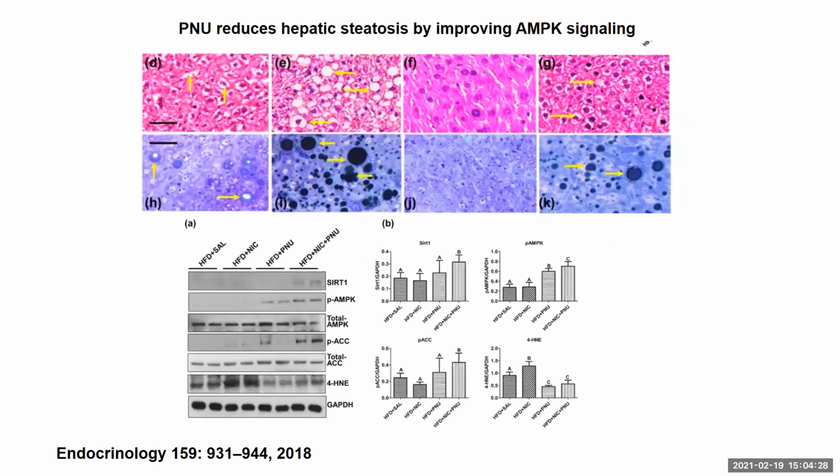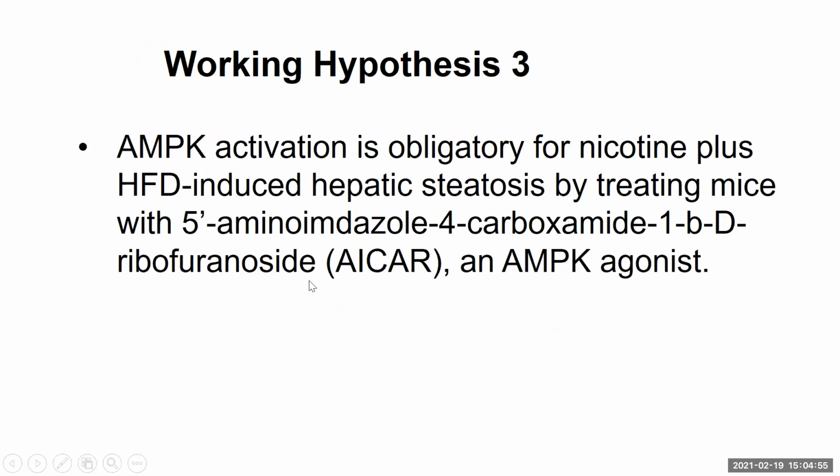This data shows that, look at this part, this is high-fat diet, this is PNU, and look what happened. PNU significantly prevented the nicotine plus high-fat diet-induced apoptosis. And if you look at this data, PNU also restores phospho-AMPK and SIRT1 levels. So this means, but again, you need to prove the causality.